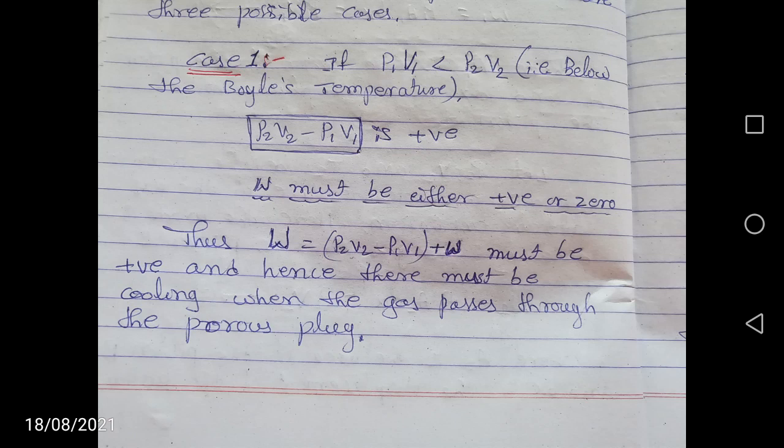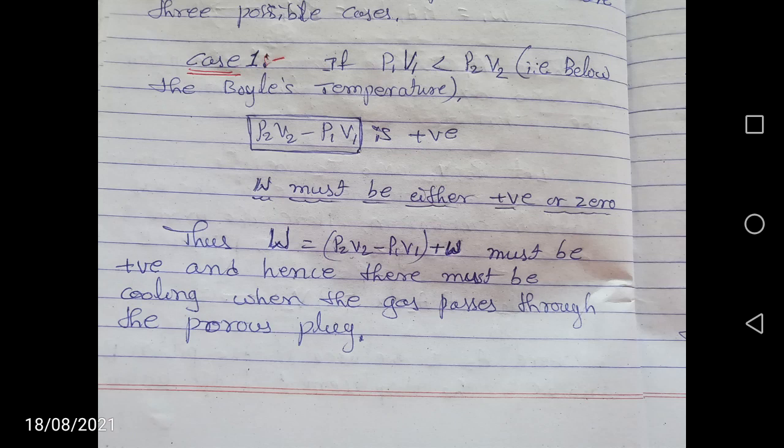in an adiabatic process. As we know that this system is completely insulated, there is no exchange of heat between the system and the surrounding, and whatever process is going on inside the system is an adiabatic process. So in an adiabatic process there are three possible cases. The first case is if P1 V1 is less than P2 V2, that is called below the Boyle's law. What we have, P2 V2 minus P1 V1 is positive. So the total work done must be either positive or 0.